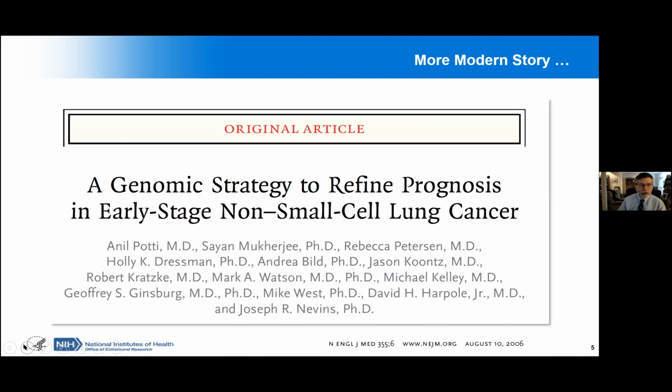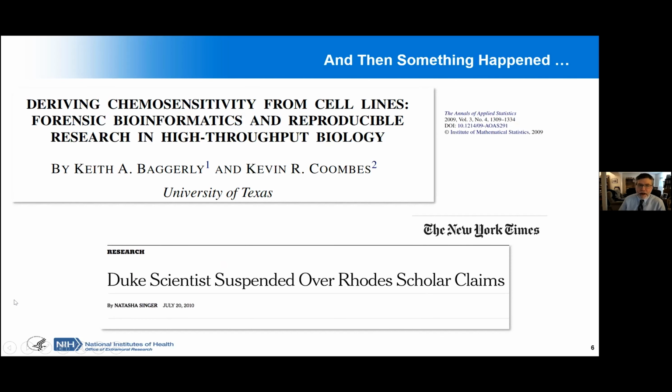This is one of a number of papers that he published in which he claimed that you could use genomics to refine prognosis and potentially define treatment. This generated an enormous amount of excitement, so much so that, of course, other cancer institutions were interested and wanted to use the technology, including people at MD Anderson at the University of Texas in Houston.